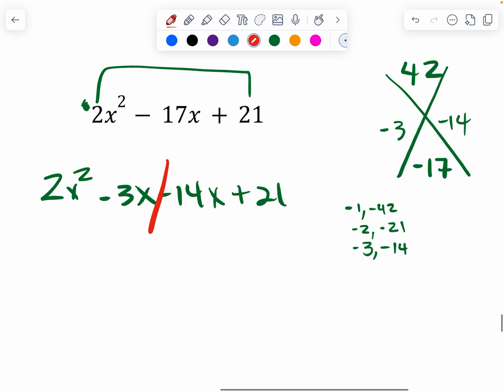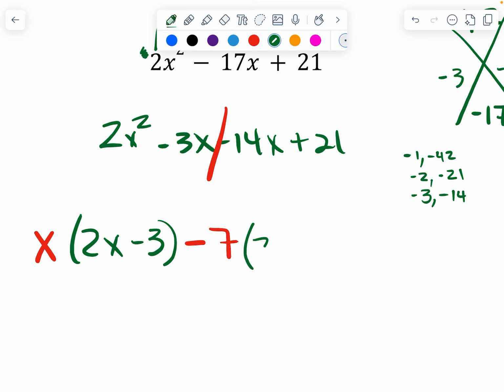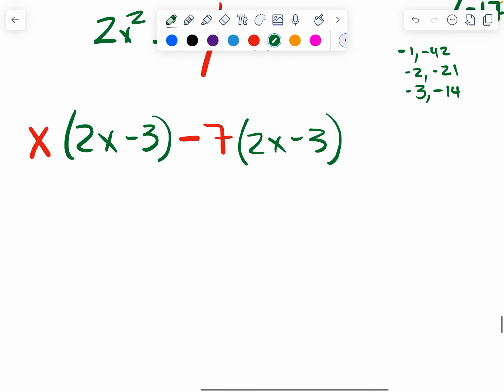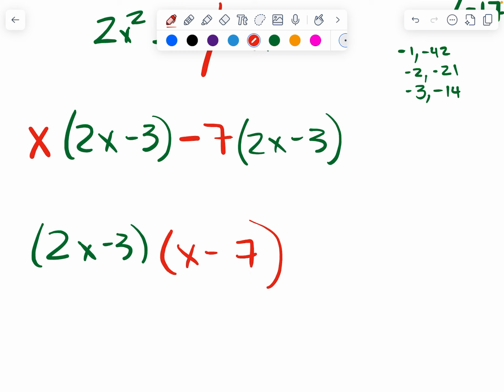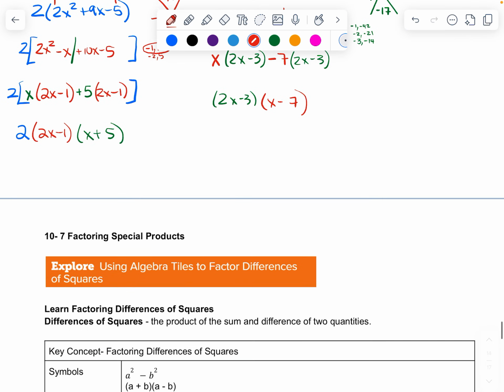Draw my line here. What do they have in common? They have an x in common. I get 2x minus 3. On this side, I take out a negative 7, and I get 2x minus 3. They have the 2x minus 3 in common, and they have the x minus 7 left over. Okay.